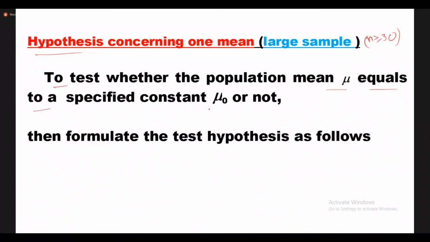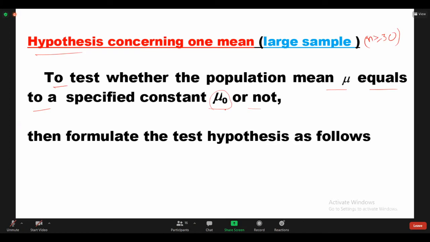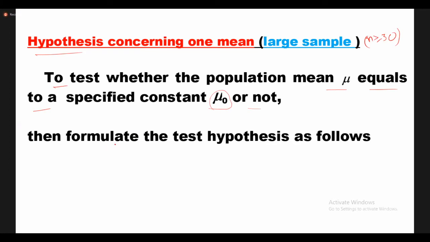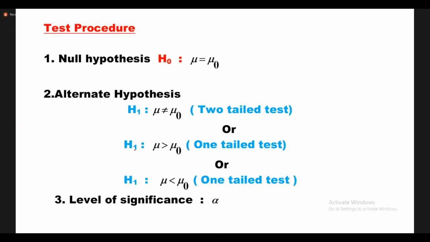A specified constant or estimated population mean, mu naught, or not equal to mu naught. That is testing of hypothesis. Here the procedure, all of you see, 5 steps are there.